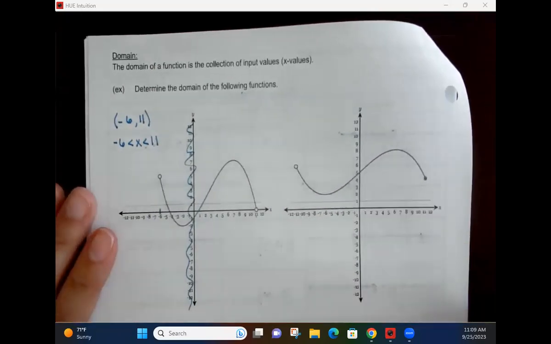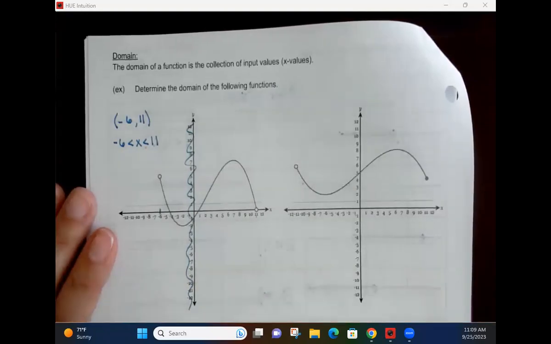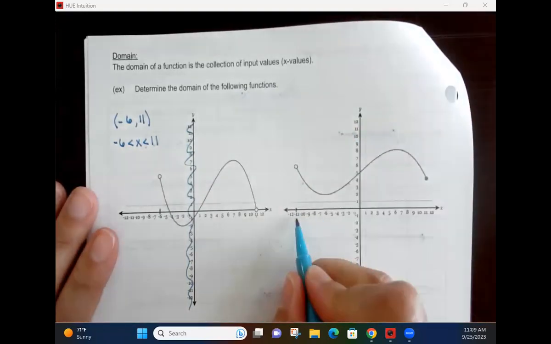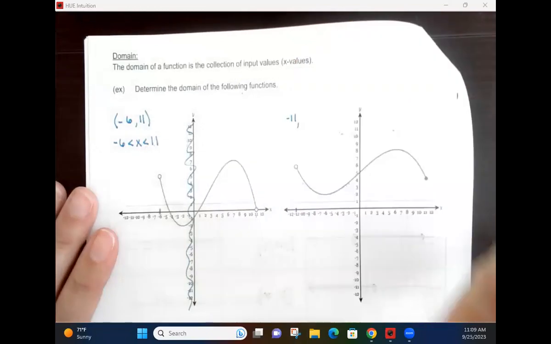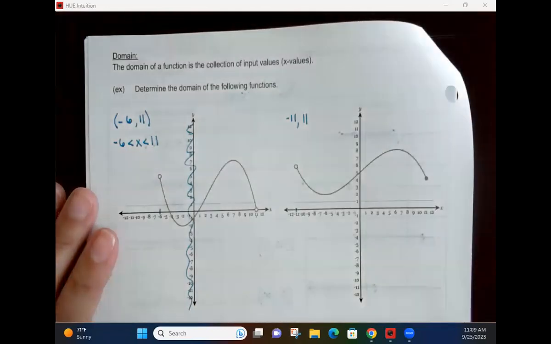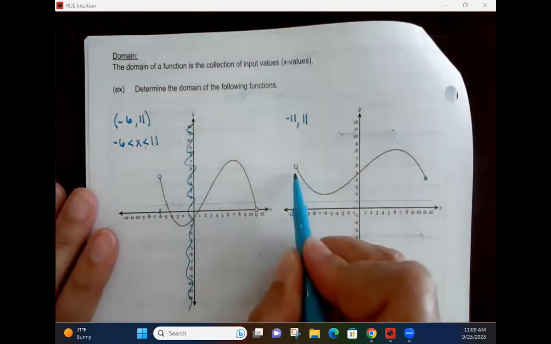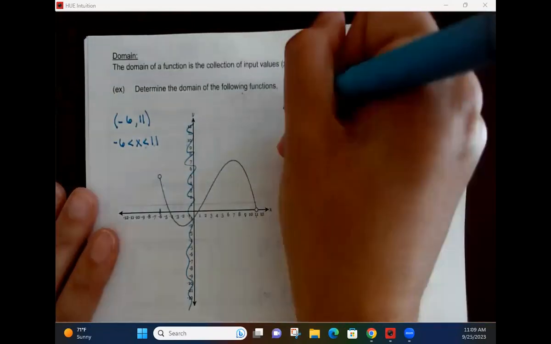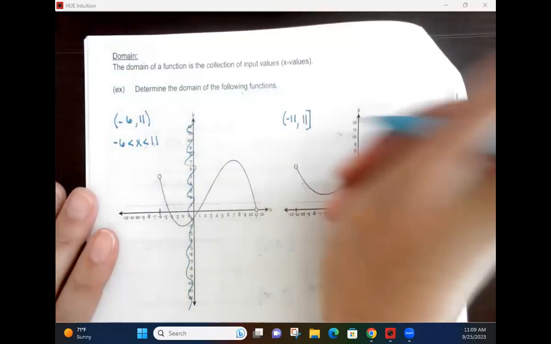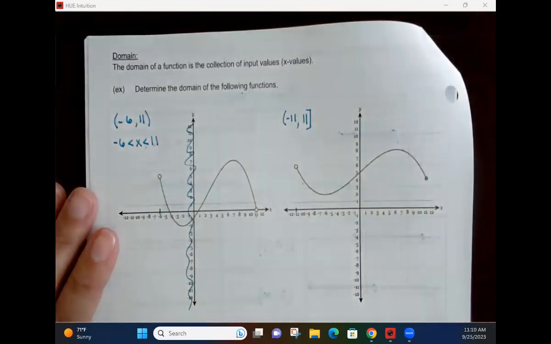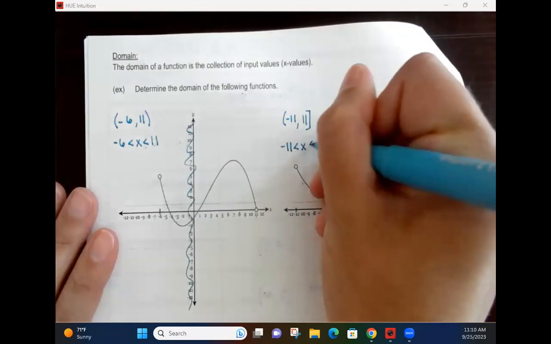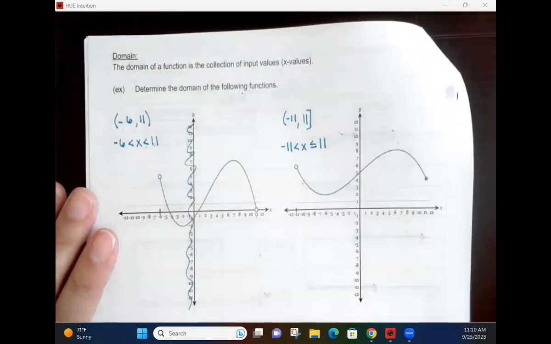For my second example here, again, I do not care about y. Don't care about it. I only care about x values. My domain would be from -11 to +11. Parenthesis or bracket at -11? Parenthesis or bracket at +11? Bracket, it's a filled in circle at +11, so that'd be a bracket. In inequality notation, this would be -11 is less than x is less than or equal to +11.